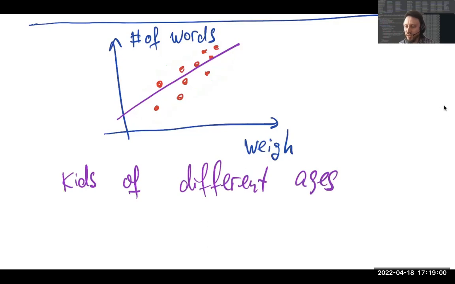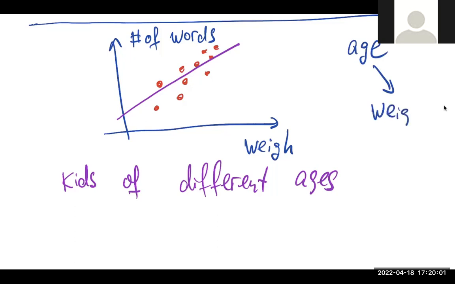So what interpretation can you provide for this data, for this correlation between the number of words and weight? Does this picture look plausible? Is it possible that we really get this kind of data if we study kids, for example, from age 3 to age 10? Oh, yes. Why? Because when a kid is older, they have a bigger weight. Yeah, so age is related to weight.